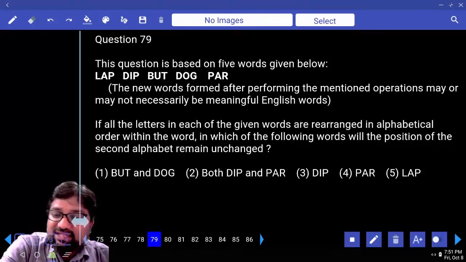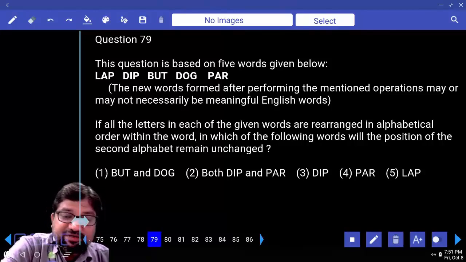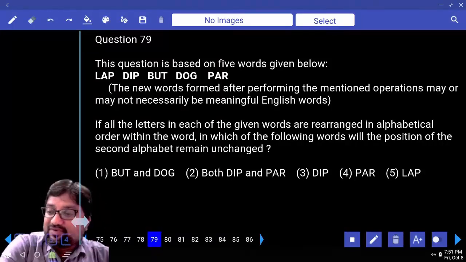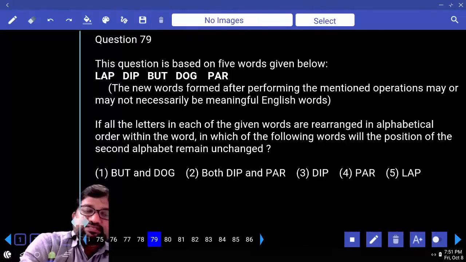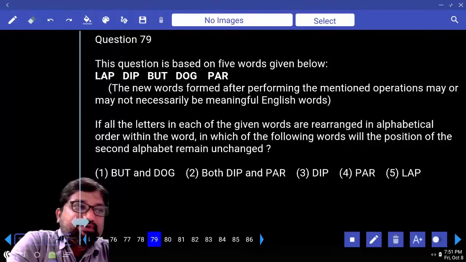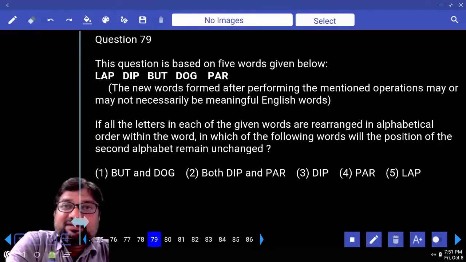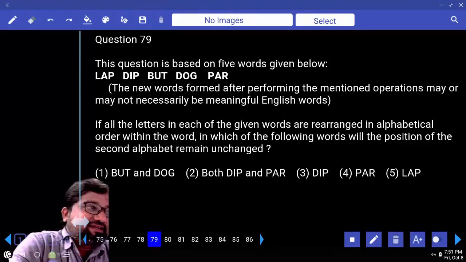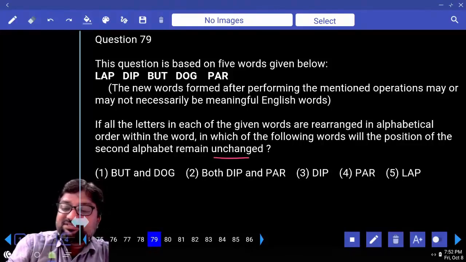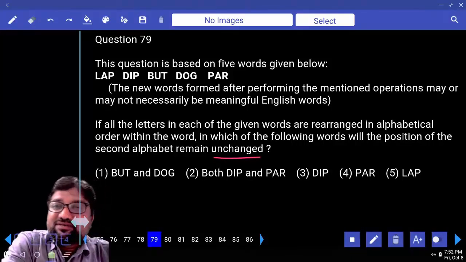If all the letters of the given word are rearranged in alphabetical order within the word, which of the following words will have the position of the second letter unchanged? This is L-A-P, you write it as A-L-P. The position of the second letter has changed. But you want it unchanged. Understood?